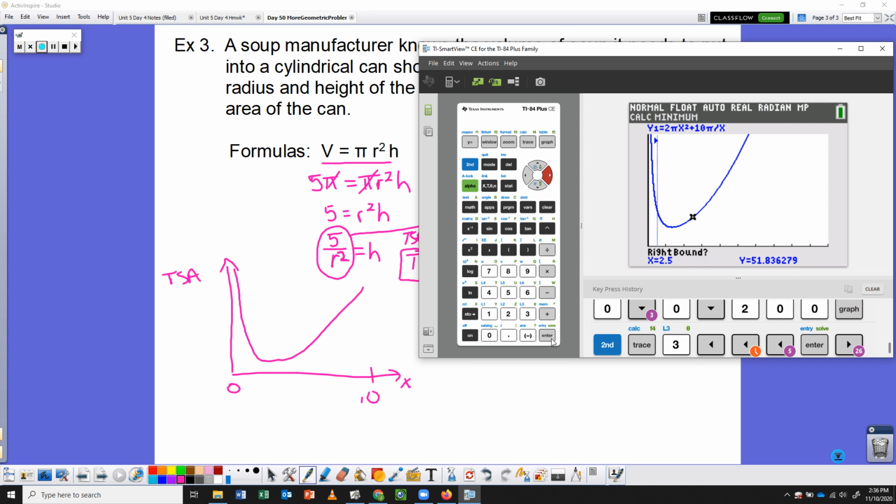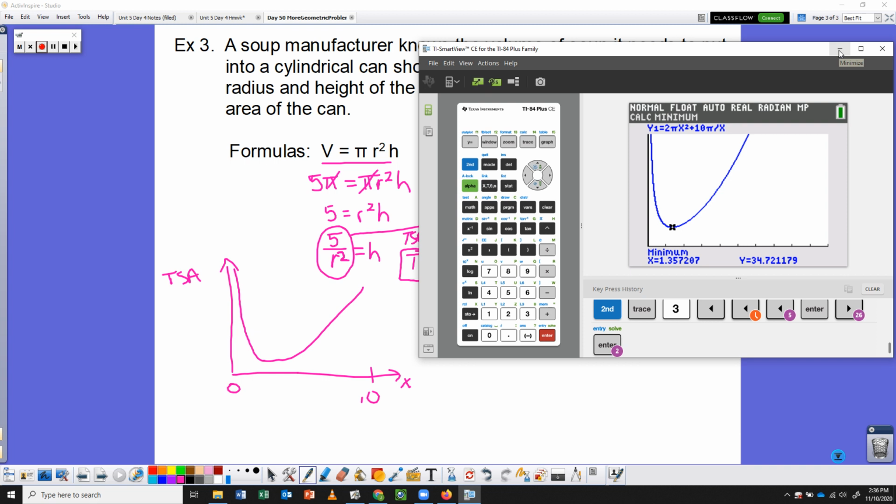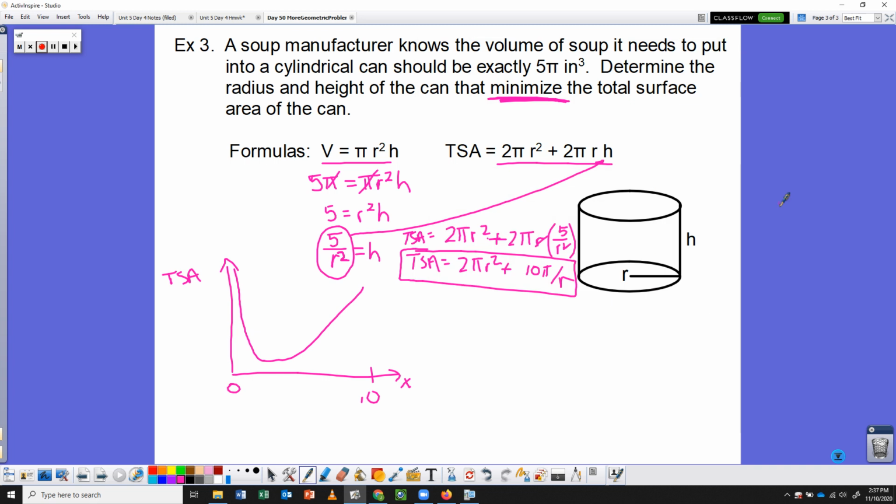And then what do we want for initial guess? So it turns out that the x value that is a minimum for this is about x equals 1.3, I'm going to round that off, 1.36. So that would be my radius that produces a minimum surface area. So this spot right here is at an x value of 1.36. So your radius that produces the minimum surface area is 1.36.